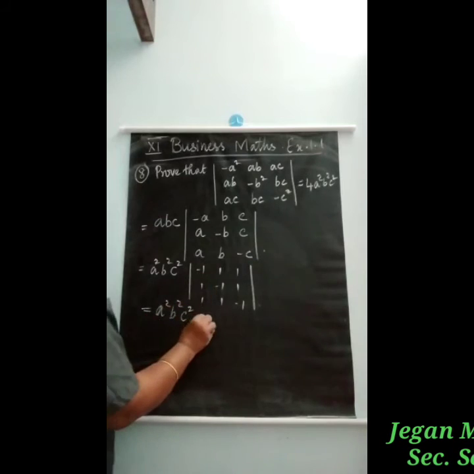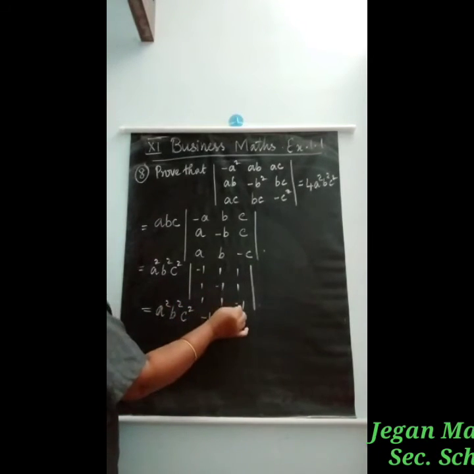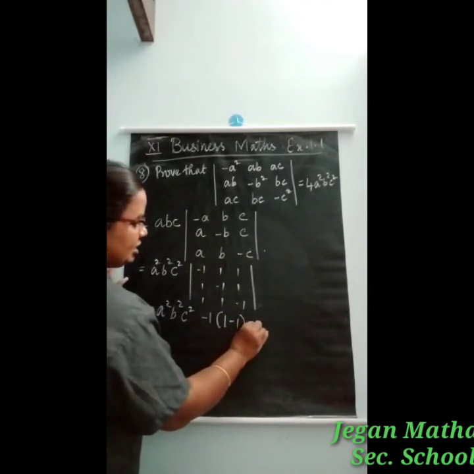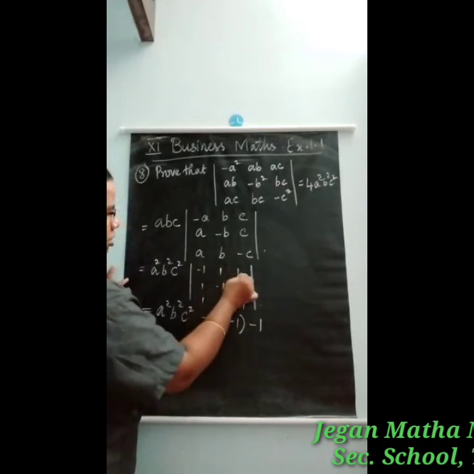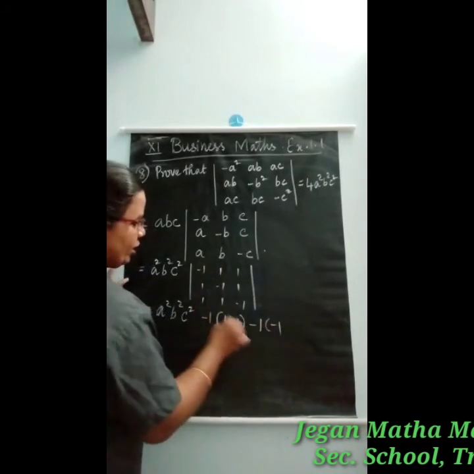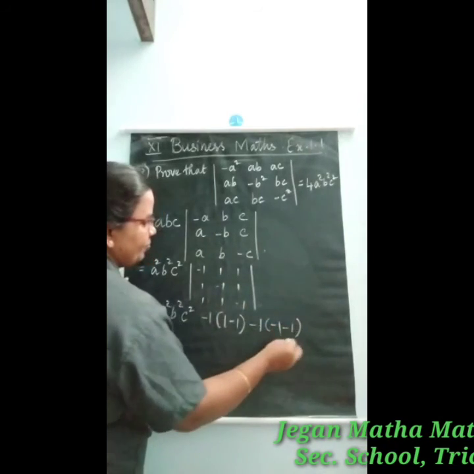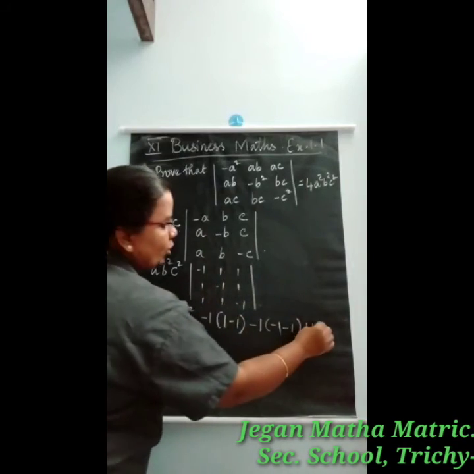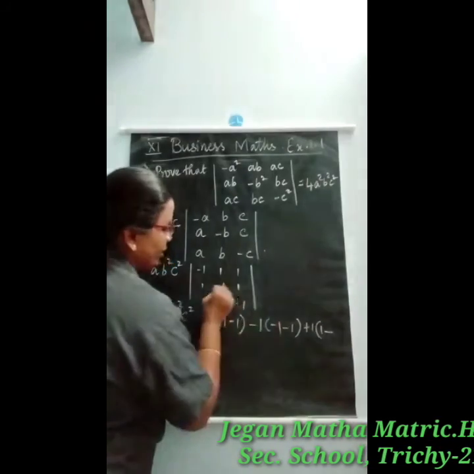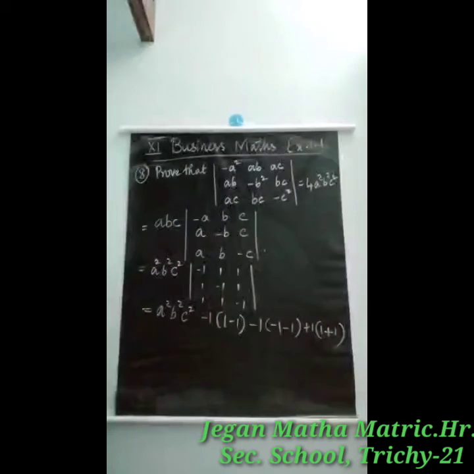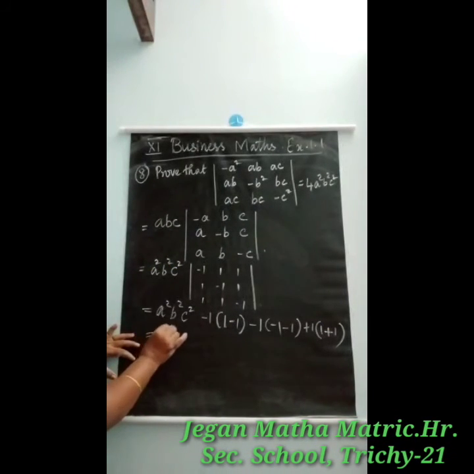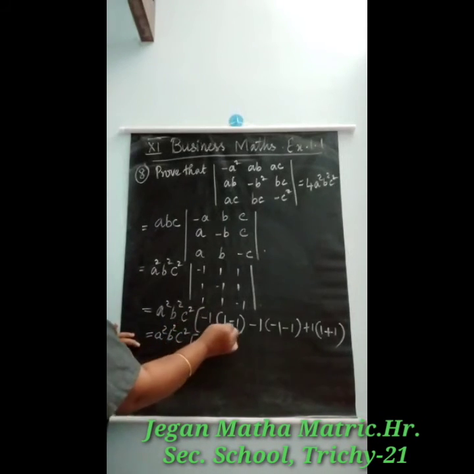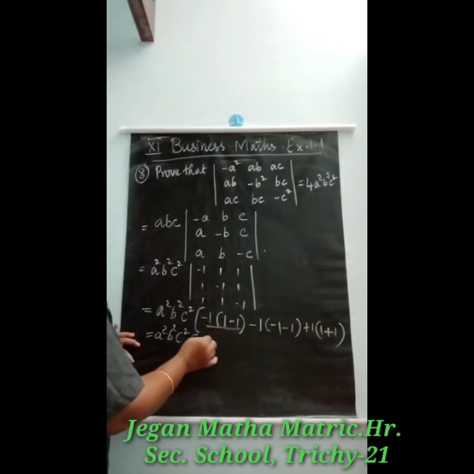So that is equal to a²b²c². Then, −1 into (−1 into −1 minus 1 into 1), leaving this column and row. Then minus 1 into (1 into −1 minus 1 into 1). Plus 1 into (1 into 1 minus of −1), leaving this column and row. We will get plus 1. So that is equal to a²b²c². And here 1 minus 1 is 0, so this term will be 0.